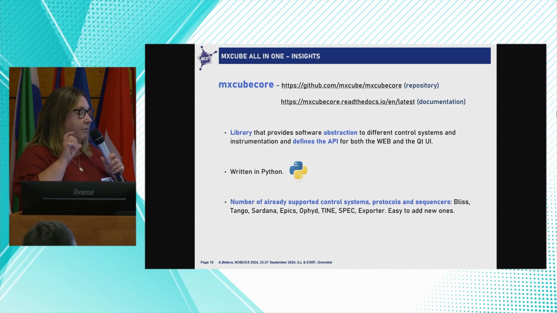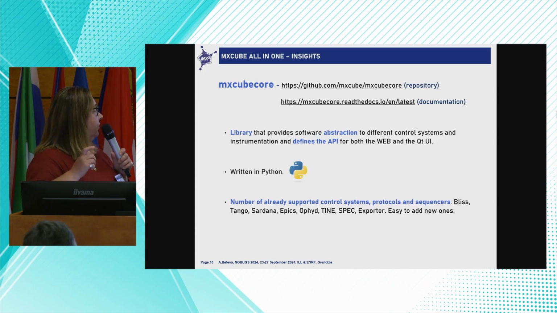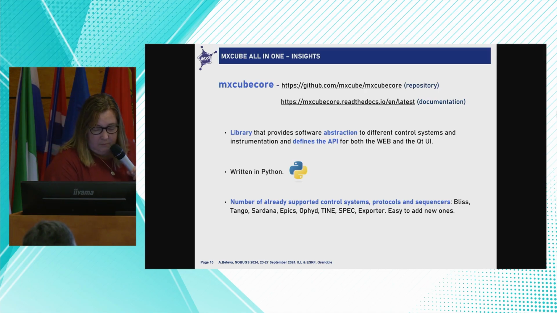There are two ways of getting into this. There is one which includes the full control system, like for Bliss, and you also have channels and commands for more, like for EPICS, for example.